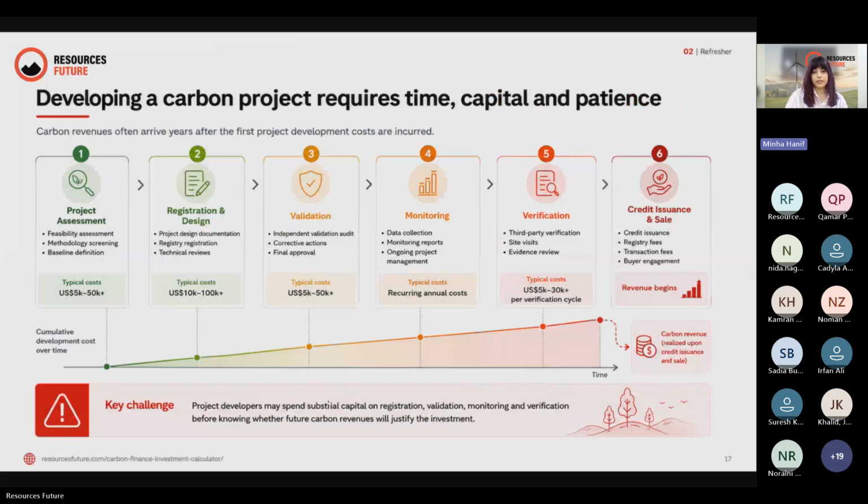So, as a result, project developers and investors frequently face a difficult question, that is, should we spend this money today when future carbon revenues remain so uncertain?